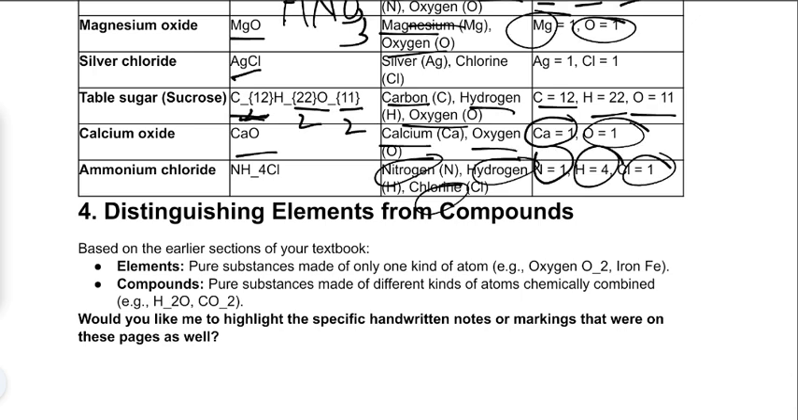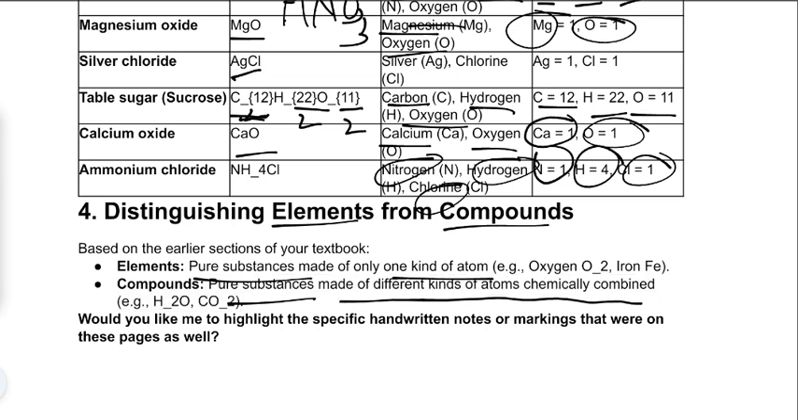Now, distinguishing elements from compounds. Okay, we are now explaining the difference between elements and compounds based on the earlier section of your textbooks. According to textbooks, both are pure substances, but elements are made of only one kind of atom, and compounds are made of different kinds of atoms which are chemically combined.